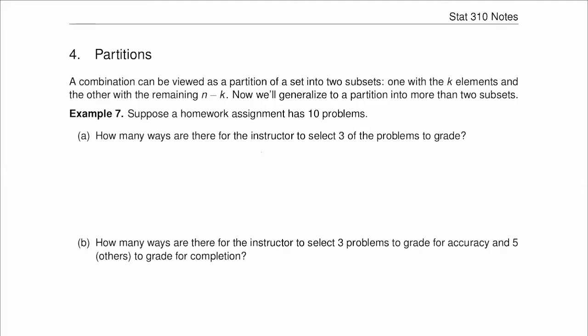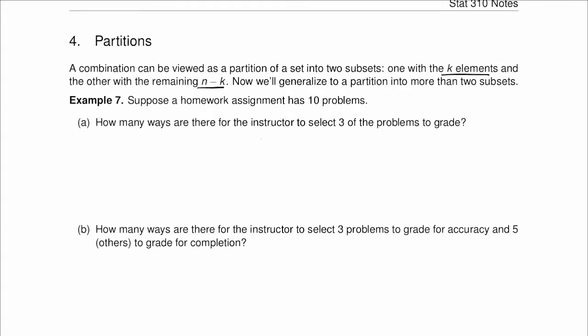The last technique that we are covering is partition. We can see that a combination can be viewed as a partition of a set into two subsets. Remember that we choose k elements from n elements, so we partition the set into two subsets, one with k elements and the other with the remaining n minus k. We'll generalize to a partition into more than two subsets. We are going to see that later.